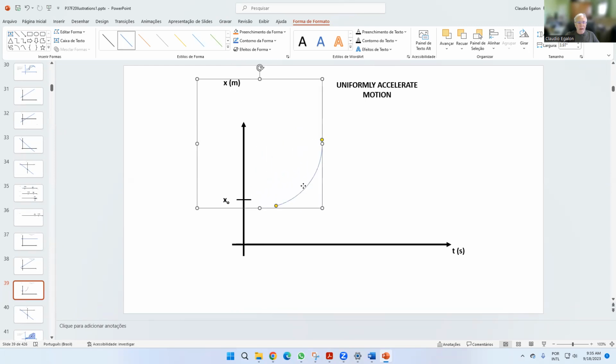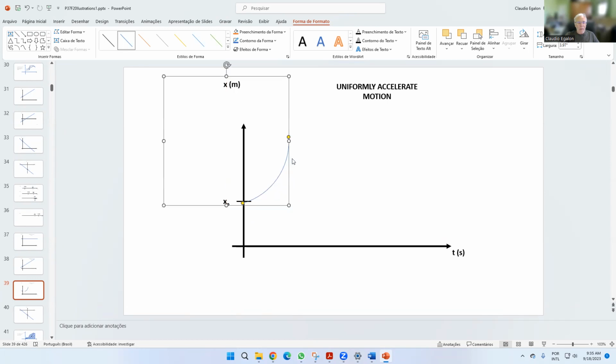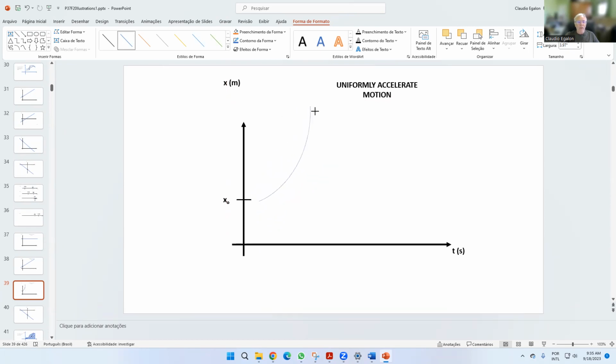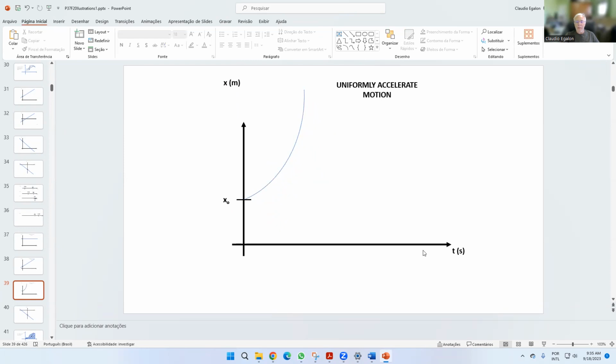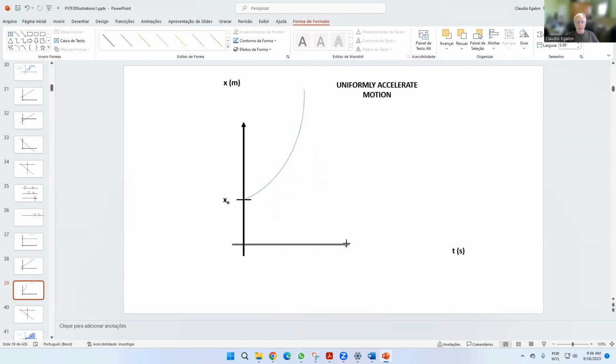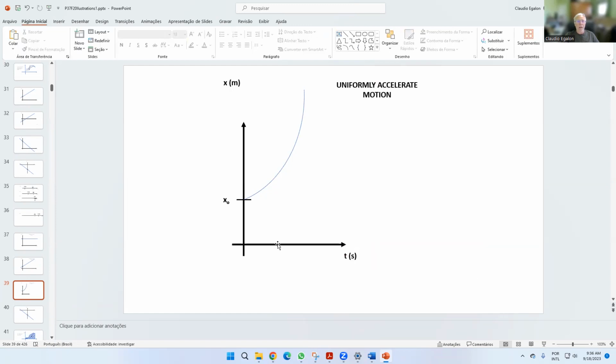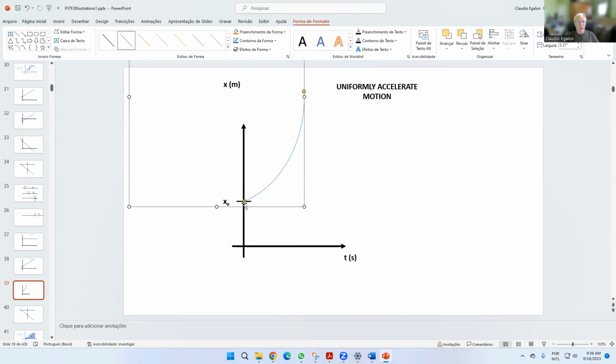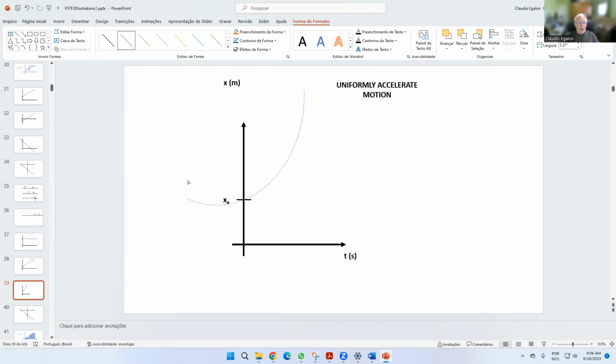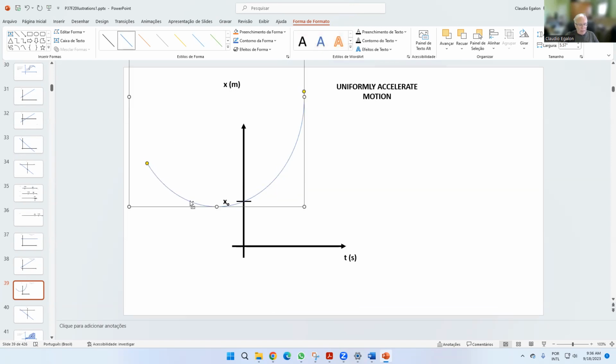We can play with Excel to come up with all sorts of different conditions for your graph. Let's shorten this axis, so you can see the parabola. That would be a parabola. Let's see if I can do something else here.